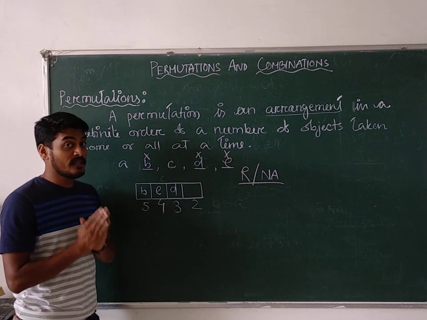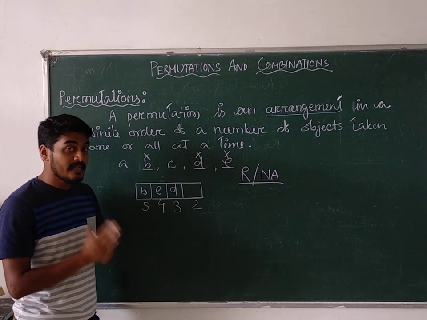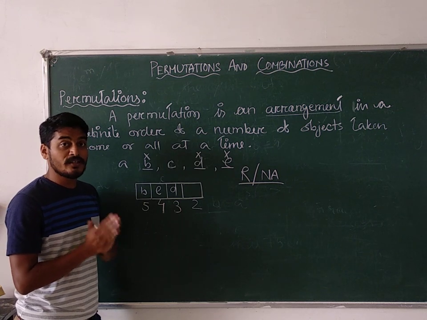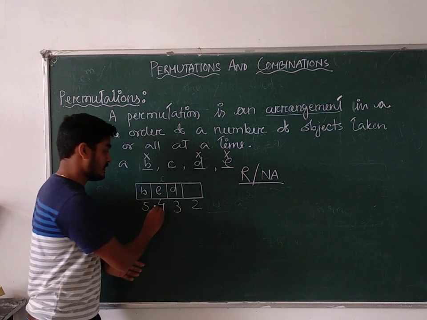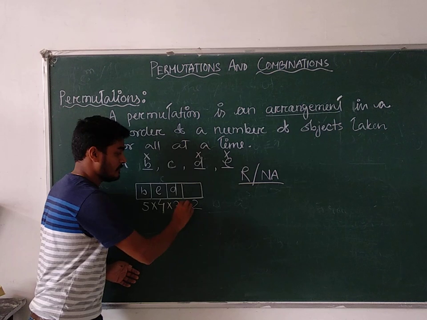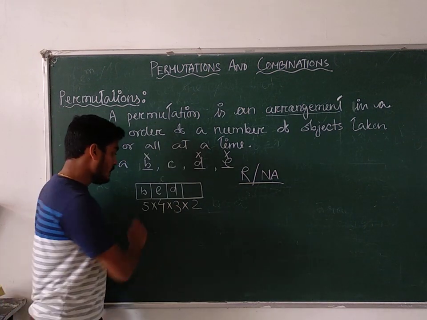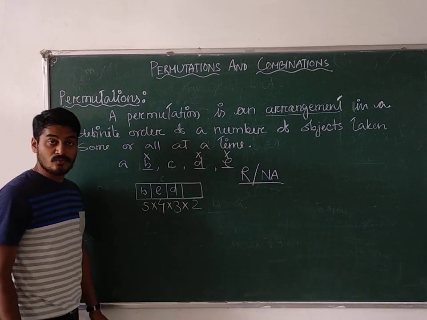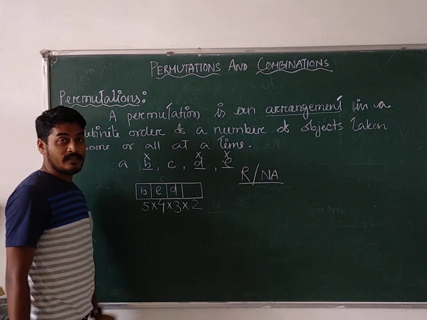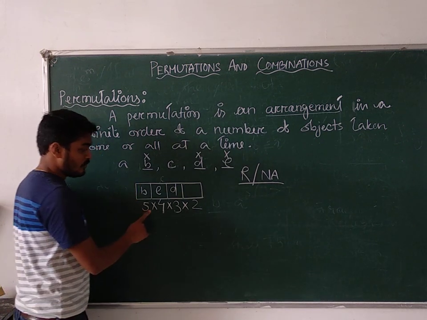You have to fill up all the places. As it is compulsory, that means we are using "and" to fill up the places, so that's why you have to use the multiplication principle. So how many total number of 4 letters words can be formed out of the 5 letters A, B, C, D, E?